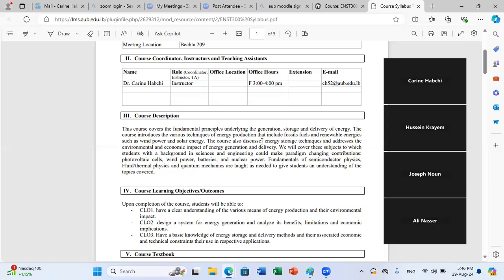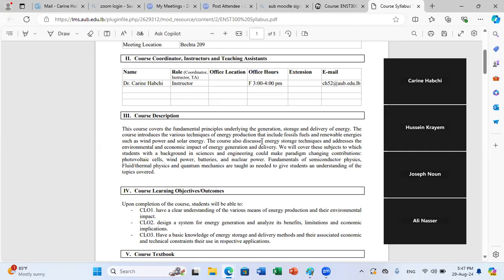So we will cover in this course subjects related to students with different backgrounds in sciences and engineering. And even if you don't have an engineering background, don't worry. I will provide you with all the information needed to be able to deal with the course material.